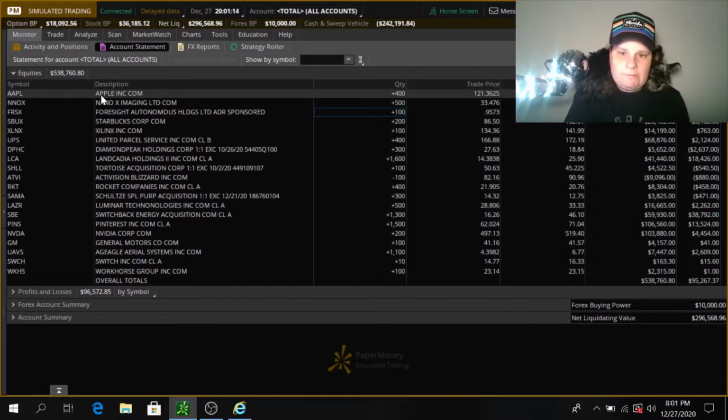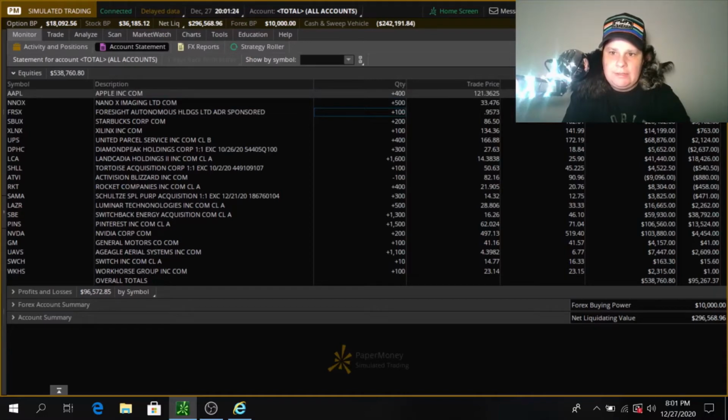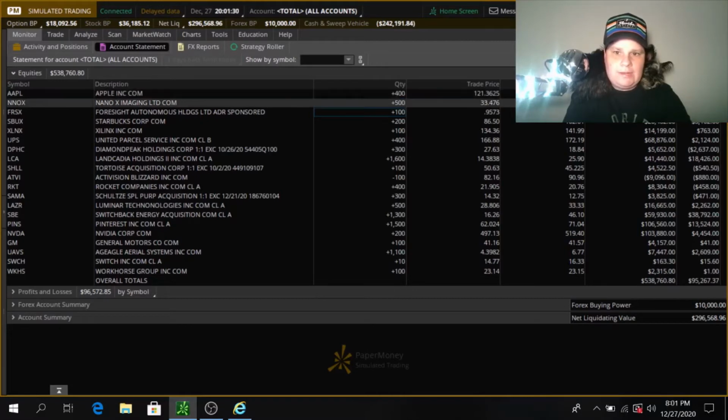Now the first one, of course, is Apple. I bought 400 shares. I bought it at 121. It's now at 131, and you can see the profit, $4,243. Pretty good. Next one, NanoX Imaging, bought at 33.47. It's now at 52.46.